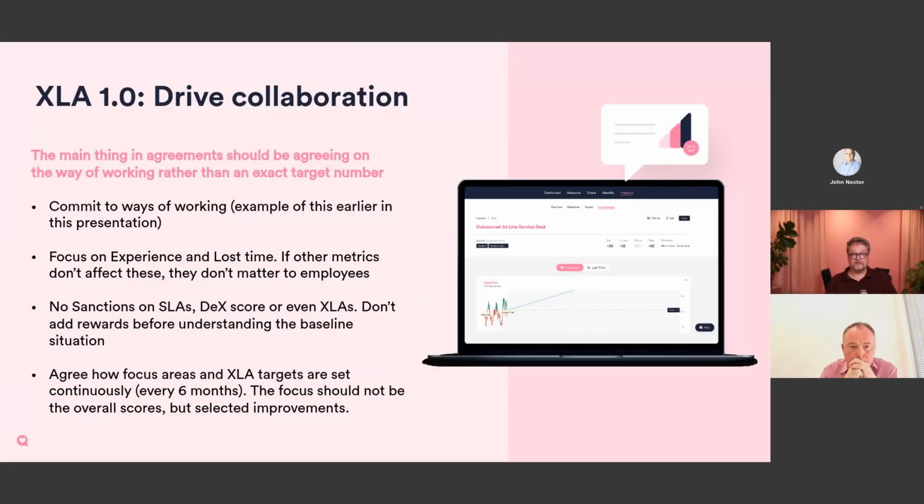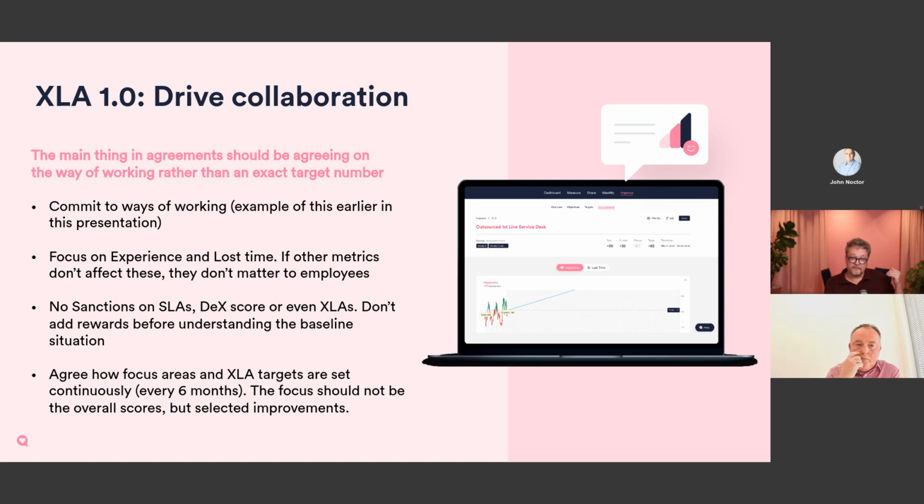So if I collect now the XLA 1.0, which is very heavily focused on that X data, our recommendation is that you first set only those experience targets. Yes, you should have and think about the other process data and T data to really understand what is going on. But on the agreement level, you'll be focusing only on the happiness and lost time. The main focus in the agreement is committing to the ways of working, as explained in the previous slide.